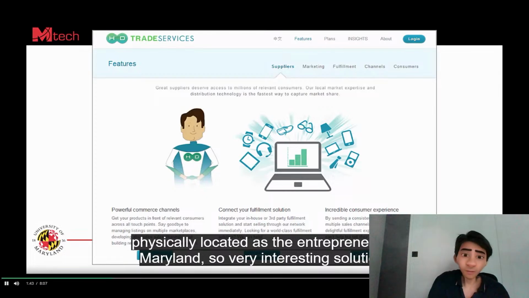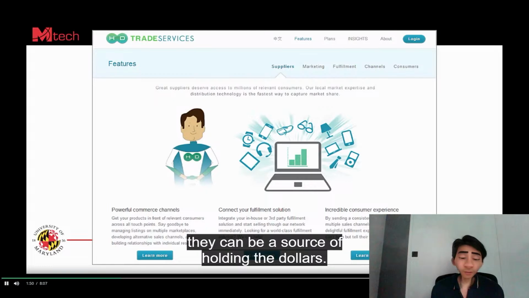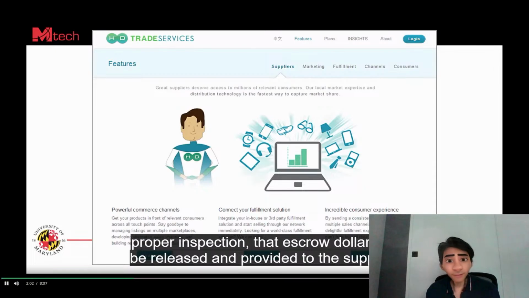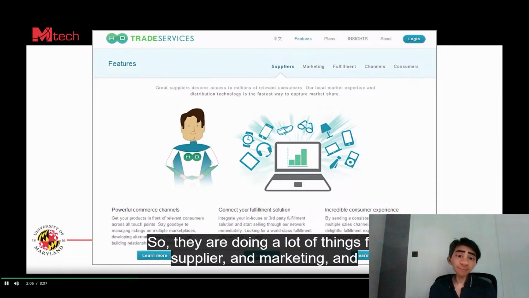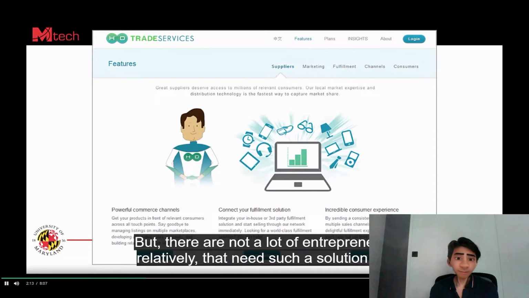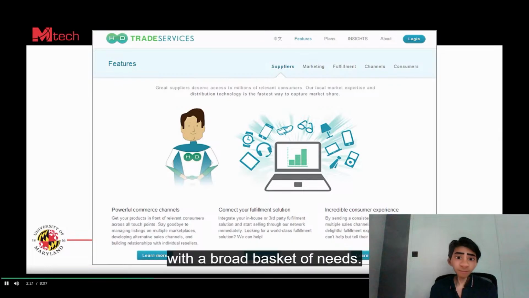So very interesting solution. They also do a variety of other elements regarding managing fulfillment. They also handle some of the financing. They can be a source of holding the dollars, such that as the entrepreneur, I can give them my dollars, and then upon release of the product from my supplier and proper inspection, that escrow dollar can be released and provided to the supplier. So they are doing a lot of things for supplier marketing and fulfillment and channel management and financing. But there are not a lot of entrepreneurs, relatively, that need such a solution, so it's perhaps a small group of individuals that they're serving with a broad basket of needs.